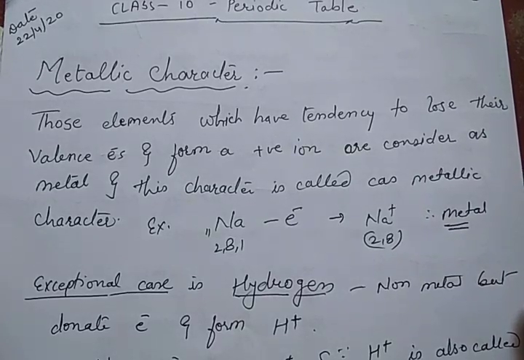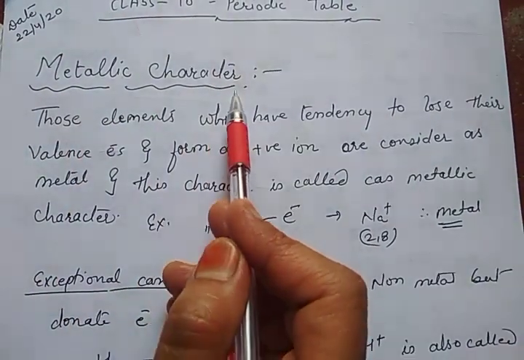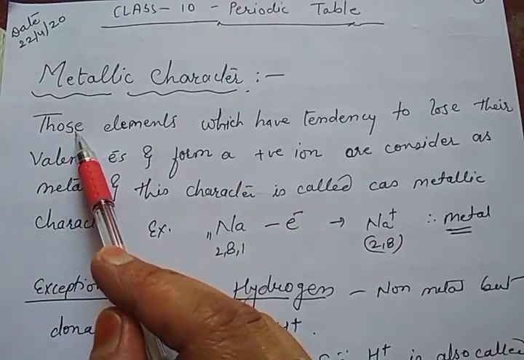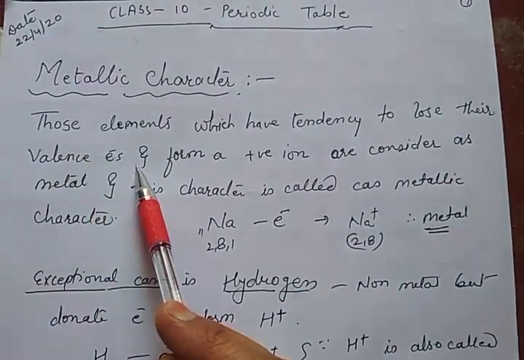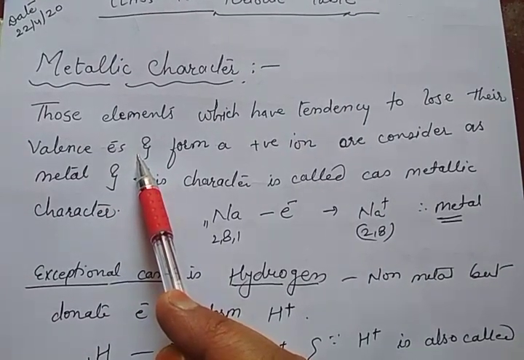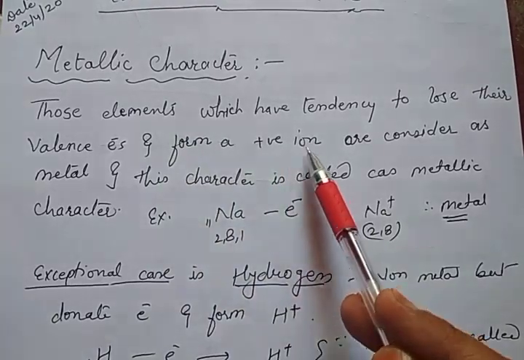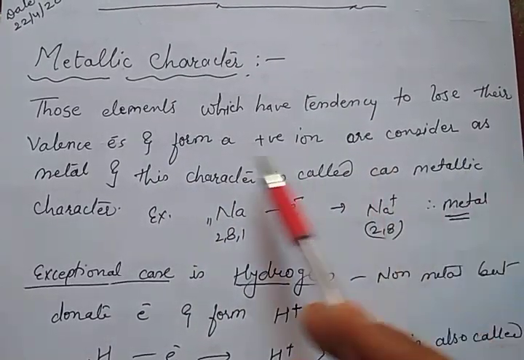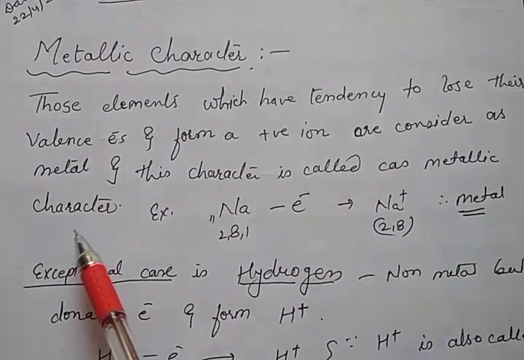Now let me start with the new topic, metallic character. What do you mean by metallic character? Elements which have the tendency to lose their valence electrons to attain the octet electronic configuration, forming a positive ion, are called metals, and this characteristic of the metal is called metallic character.